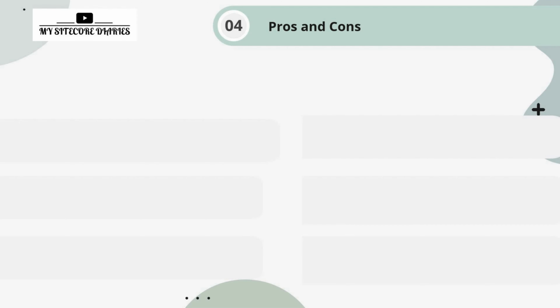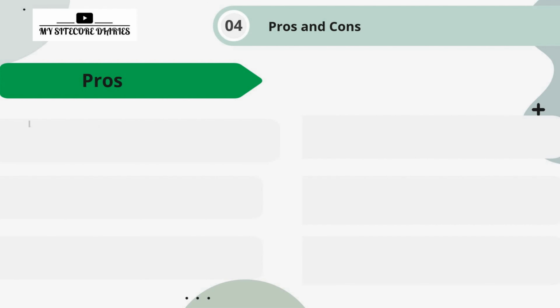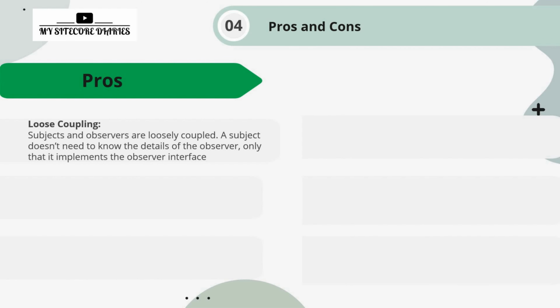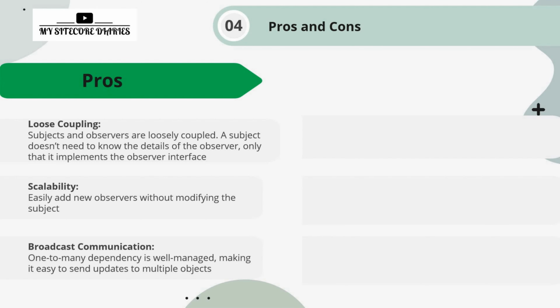Let's see now the pros and cons of the observer pattern. First of all, the pros. Loose coupling: subject and observer are loosely coupled. A subject doesn't need to know the details of the observer, only that it implements the observer interface. Scalability: easily add new observers without modifying the subject. So that is a scalable thing. Broadcast communication: the one-to-many dependency is well managed, making it easy to send updates to multiple objects. So loose coupling, scalability and broadcast communication are the advantages of the observer pattern.